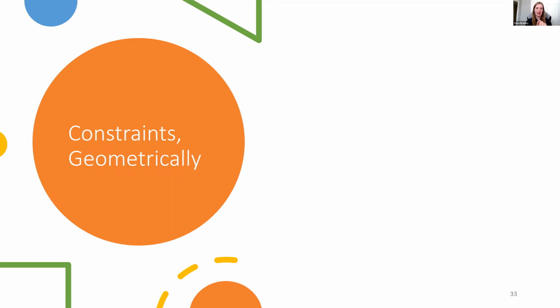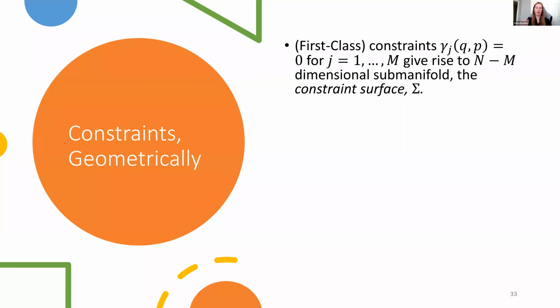So now let's consider the case where we have some constraints. In particular, I'm only going to consider the case where we have first-class constraints, since these are the ones that are important for us, but we can naturally also define the case where we also have second-class constraints. So importantly, these first-class constraints give rise to a submanifold of phase space, which we call the constraint surface, here represented by sigma. And if the dimension of phase space is n and there are m first-class constraints, then this submanifold is n minus m dimensional. And this surface is precisely the surface where the constraints hold.